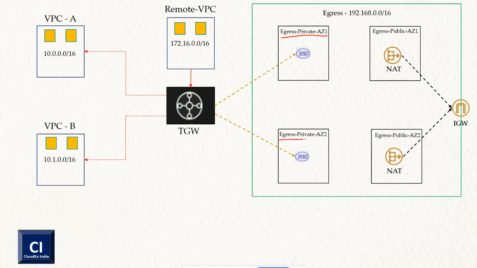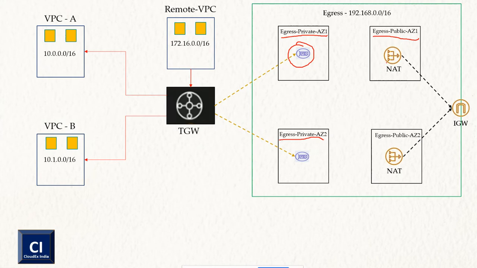So I have created two private subnets for high availability in availability zones A and B. And I have created two public subnets in the same manner, A and B. I will attach my Transit Gateway with the private subnet in the egress VPC, and it is highly recommended to attach your Transit Gateway with the private subnet.